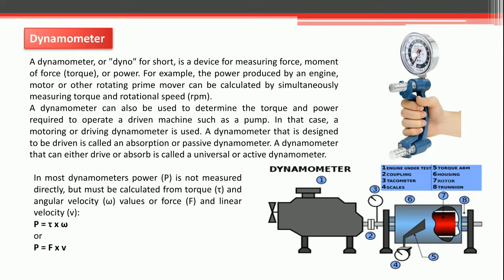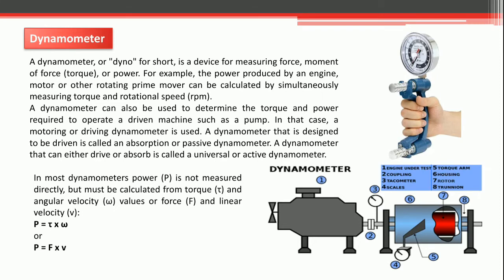Now for imperial units, it can be divided by a conversion constant, which may be required depending on the units of measure being used. That is, P in horsepower is defined as tau in pound-feet times omega in RPM divided by 5252. Okay, now in the case of metric units, it can be considered as again tau times omega.